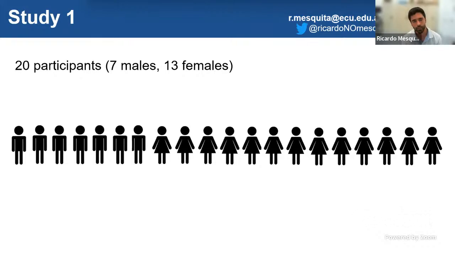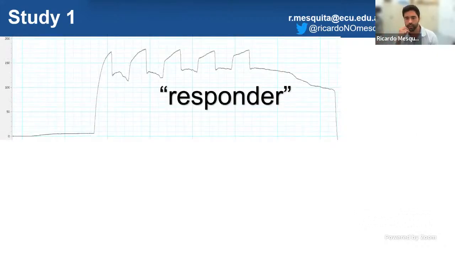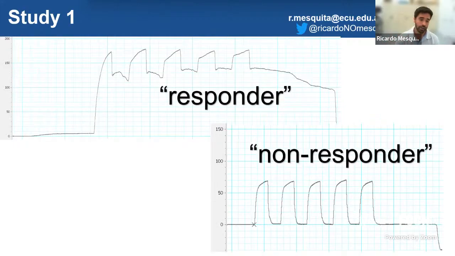So we had 20 participants, and surprisingly, we found that 6 out of 7 males, but only 5 out of 13 females were responders. I mean, producing a sustained involuntary force like you saw in the video. And this is why we recruited more females, because we aim to analyze a similar number of males and females. So this is how a responder would look. But an important thing to take into consideration is that this technique does not produce this effect in everyone. In fact, in some people, after you give the vibration and the electrical stimulation, it goes back to baseline. Although we have some ideas, we're still not sure why some people respond and others don't.